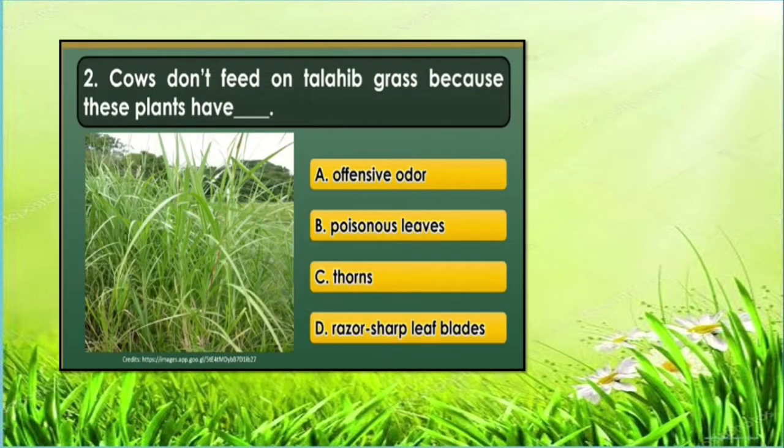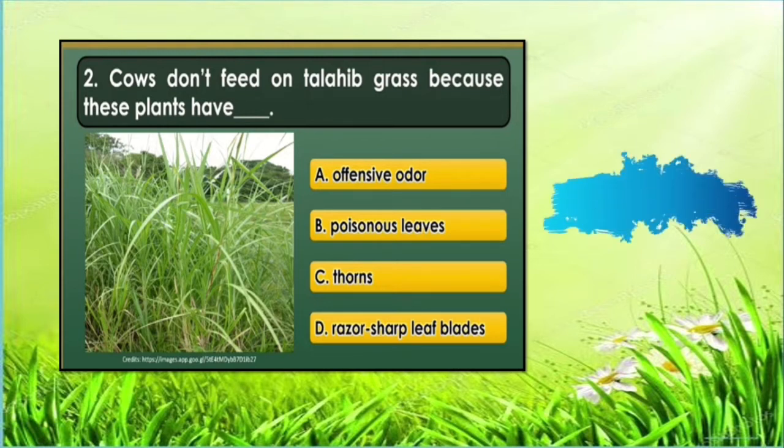Question number 2. Cows don't feed on talahib grass because these plants have A. Offensive odor. B. Poisonous leaves. C. Thorns. Or D. Razor-sharp leaf blades. You're correct. It's letter D. Razor-sharp leaf blades.